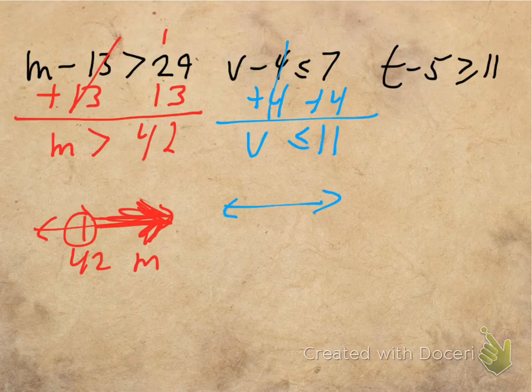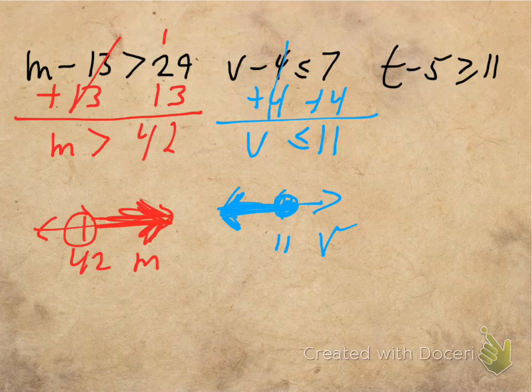So this one, we're going to put 11 here. It's going to be a closed circle because it's less than or equal to. And it's less than, so we're going to shade to the left. And the variable is v. So we'll make it look like a v, not a check mark. Well, I don't know. That probably looks like a check mark.